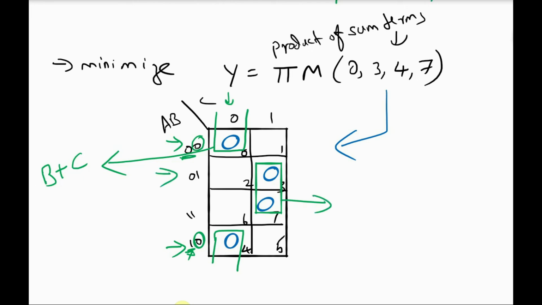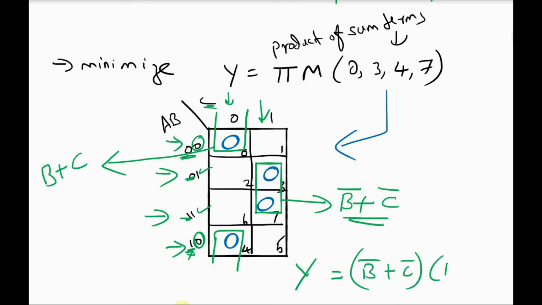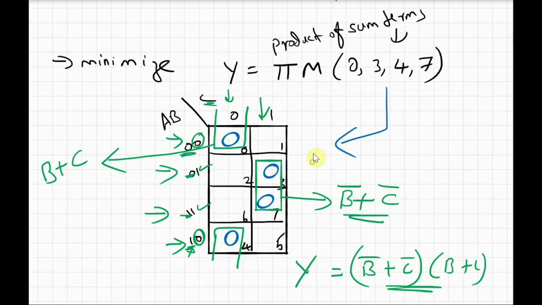Now we will see the second group, it spans on second row and third row. Again, the value of A is changing. We don't want to take it, but the value of B remains same and it is 1. Therefore, we will take it as B bar plus column value. The group lies in only one column. The column value is 1. Therefore, the variable is C and the value is 1. Therefore, B bar plus C bar. Therefore, the final simplified expression y is equal to B bar plus C bar into B plus C. We have to multiply all the terms. And this is how we will simplify a POS expression.